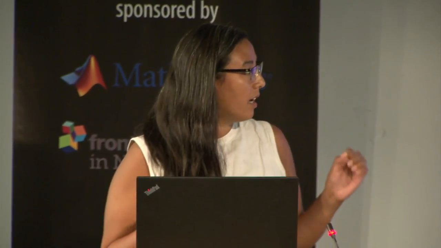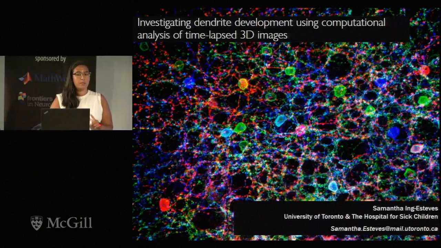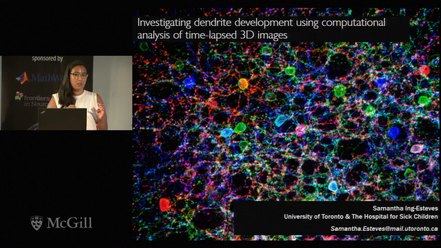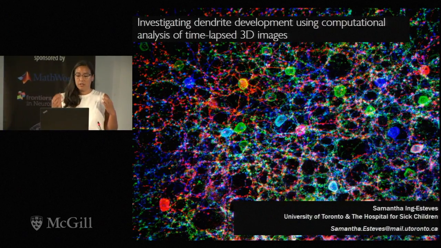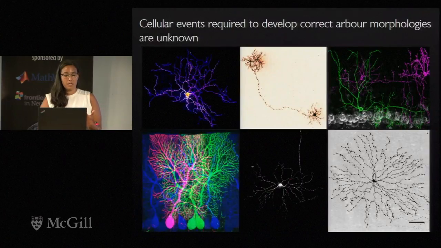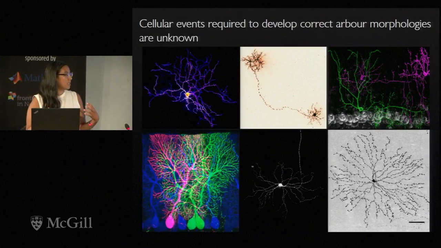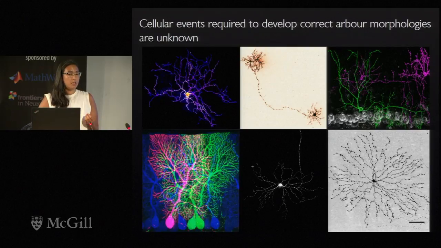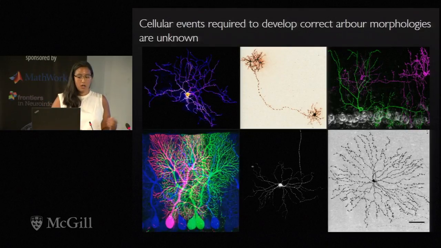So for context, because I think people who do models sometimes forget, what I'm showing here is just one subtype of neuron that's been sparsely labeled. So it gives you an idea of how incredibly dense these neural tissues are. And within these neural tissues, multiple different subtypes need to share this space and develop the specific morphology they need for their specific function. So what I'm showing you here are six different neural subtypes, and you can appreciate how incredibly variable their morphologies are.